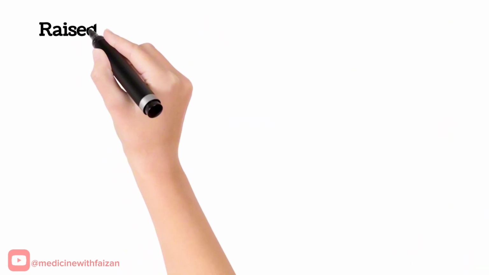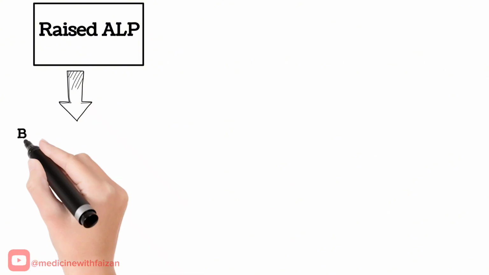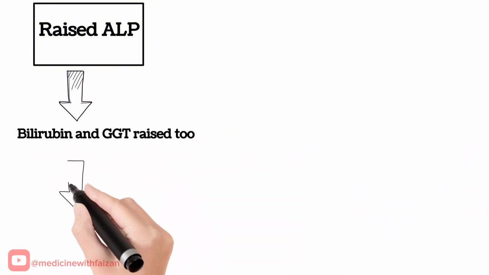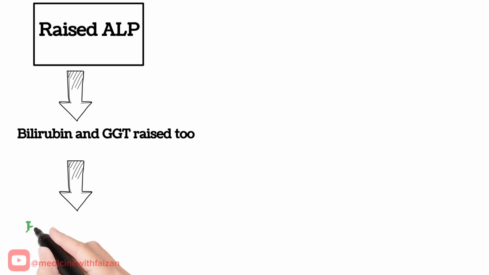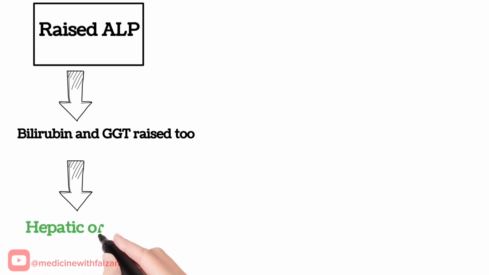Lastly, I want to talk about raised ALP and cholestatic pattern. If ALP is raised, then look at bilirubin and GGT. If both bilirubin and GGT are raised too, then the elevated ALP is most likely hepatic in origin. And the first step to assess the patient would be to do ultrasound of right upper quadrant.